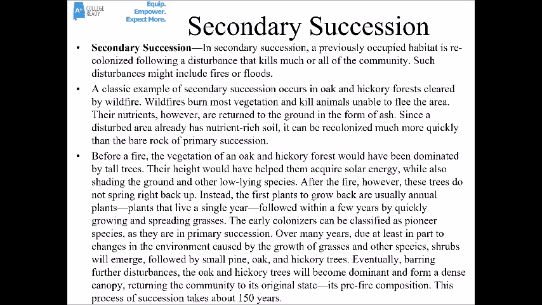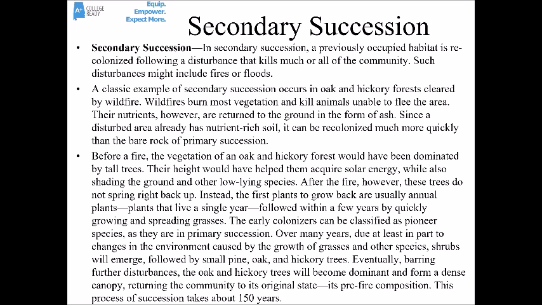A classic example of this would be wildfires in an oak or hickory forest. They burn away most of the vegetation. They kill or at least cause to flee the animals. But the nutrients and the soil are still there. Sometimes the fire actually makes the soil more nutrient rich because it burns up and puts more nutrients back into the soil. So that means that secondary succession is going to happen much faster than primary succession because the soil is already there. We don't have to form new soil.